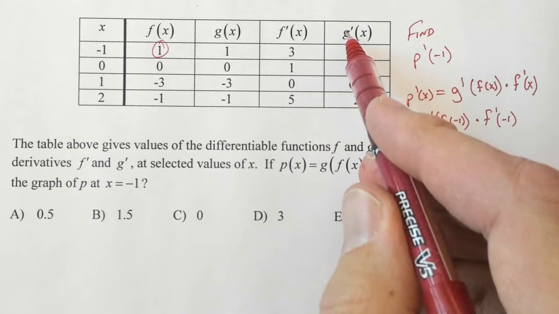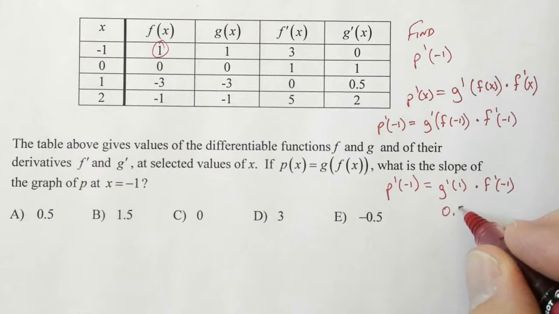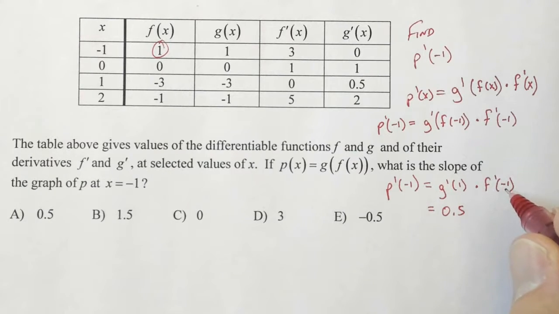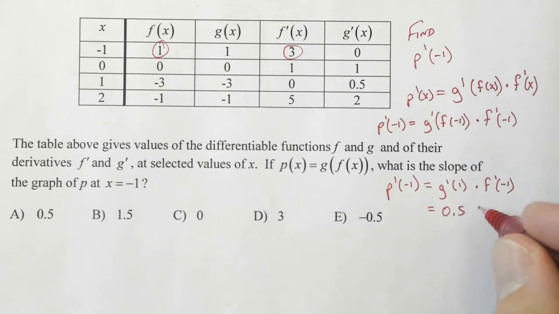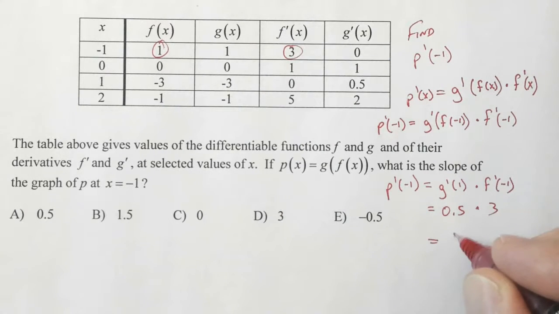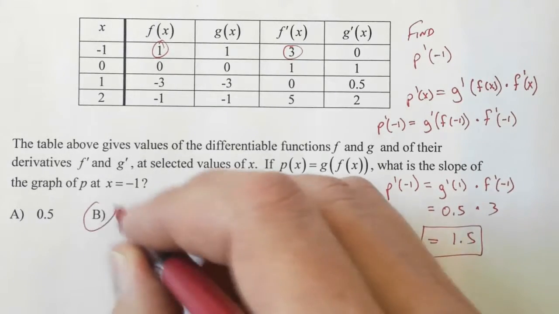G prime of 1 is a half. F prime of negative 1 is 3. So we have a half times 3, or 1 1/2. So our answer is B.